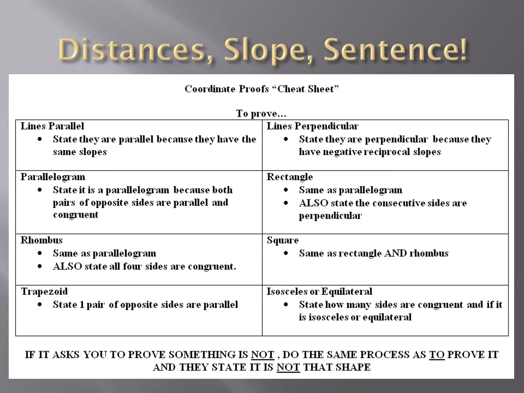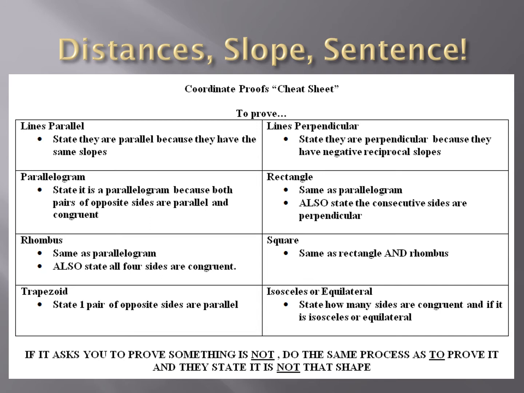A rhombus, again, you're going to start by stating it's a parallelogram because we need that first. And then you're going to say that all 4 sides are congruent. For a square, you're going to combine these two. So you're basically going to say everything about a parallelogram, then you're going to say it has consecutive sides that are perpendicular and all 4 sides are congruent. And that's why it's a square, because a square's got all of it. A trapezoid, you're going to simply state that it has 1 pair of opposite sides that are parallel.